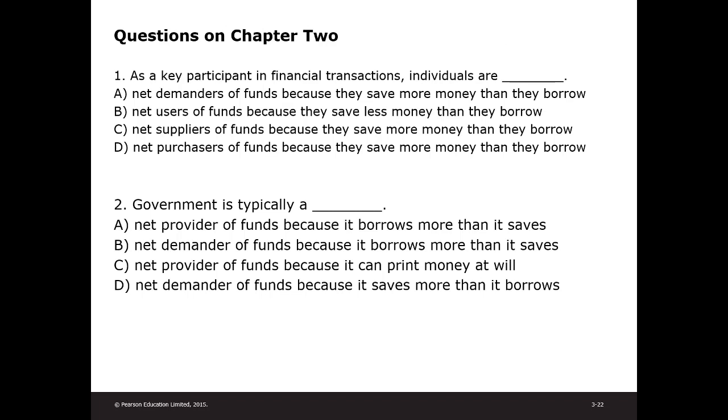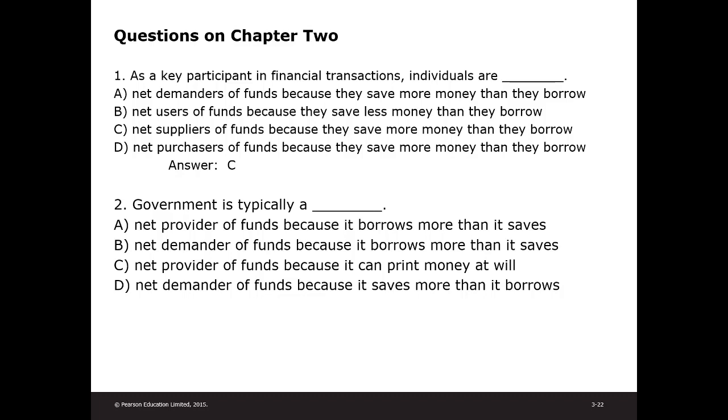Question one. As a key participant in financial transactions, individuals are considered as: A, net demanders of funds because they save more money than they borrow. That's wrong, they are not net demanders. B, net users of funds because they save less money than they borrow. No, that's not true. C, net suppliers of funds because they save more money than they borrow. That's the true one. So the answer is C.